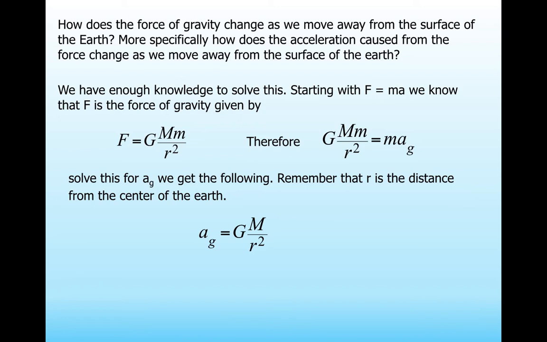More specifically, how does the acceleration caused by the force of gravity change as we move farther away from the surface? We do have enough knowledge to solve this. We can start with F equals ma, and we know the force is the force of gravity, so m a sub g, where a sub g is the acceleration due to gravity, is equal to G capital M little m over r squared. We can cancel the little m's and solve for a sub g, and we get G times capital M over r squared. That means lowercase g, 9.8 meters per second squared, is just equal to big G times the mass of the Earth divided by the radius of the Earth squared.